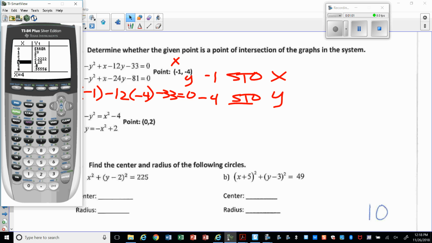So I'm going to do -1 store in x, and I'm going to do -4 store, and I can do that in y. I'm going to go alpha, and I've got to find where the y is. It's hard to see on here. Yes, okay, so I'll hit enter. Now the calculator knows what x is and what y is, and now I'm just going to type out my function here.